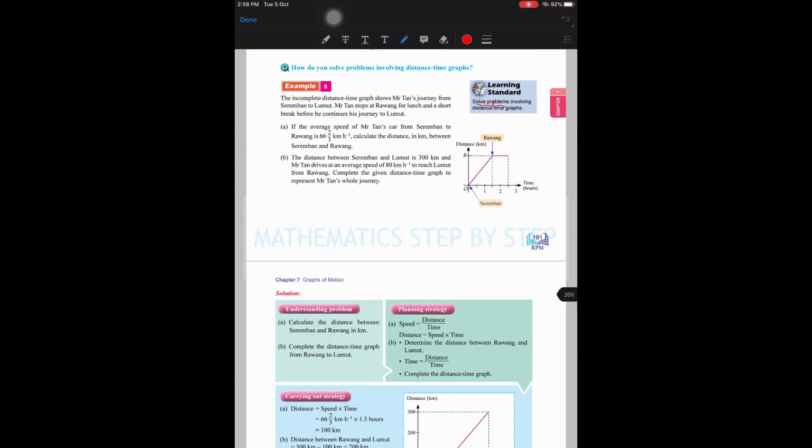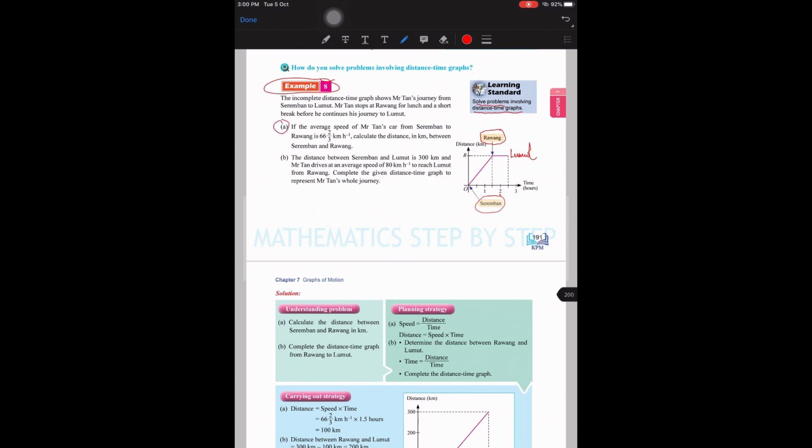I am Ying. So today we are going to learn to solve problems involving distance time graph, okay? So let's go through this example 8 together. The incomplete distance time graph shows Mr. Tan's journey from Seremban to Lumut. Okay, he will reach Rawang first, then here is Lumut. Mr. Tan stops at Rawang for lunch and a short break before he continues his journey to Lumut.